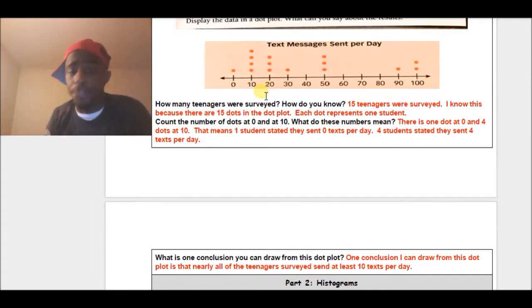There are other conclusions you can draw from this dot plot as well. Like you can conclude that 2 students said they sent 100 text messages per day just by reading the graph. So there's several conclusions, but one broad conclusion I can make is that pretty much every student, all of the 15 students that we asked, or that whoever did the survey asked, sent at least 10 text messages per day.